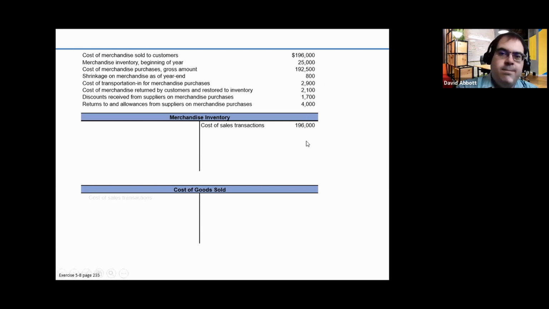So we will credit. And then we have cost of goods sold, 196,000, okay, debit. Because it's kind of like an expense, and in order to increase an expense, we debit. And then they told us that the balance at the beginning of the year was $25,000.